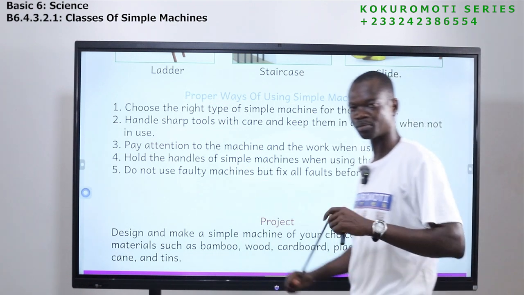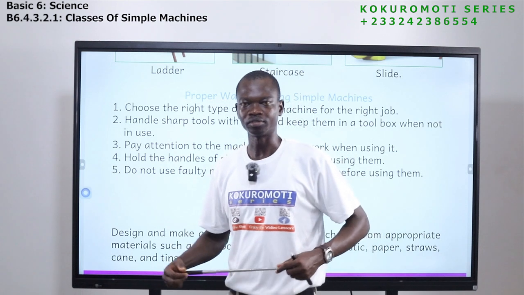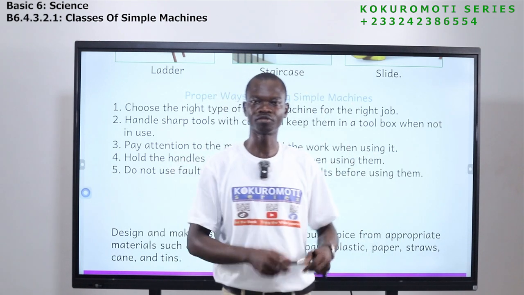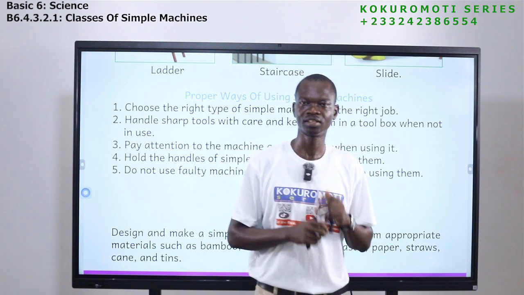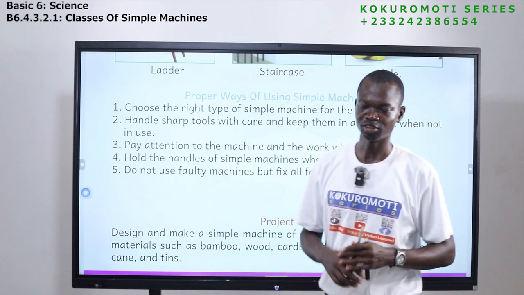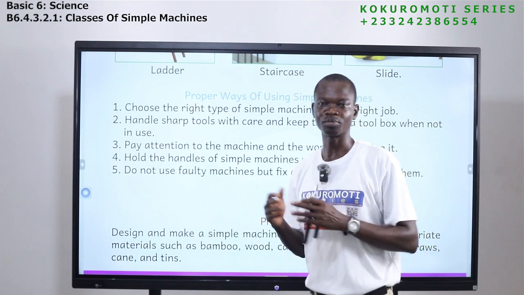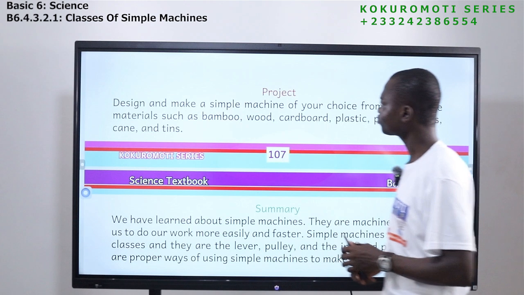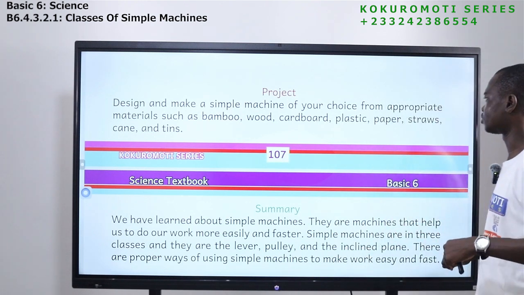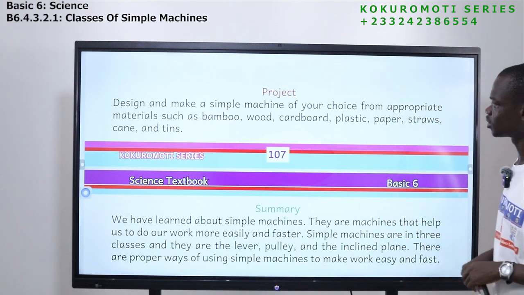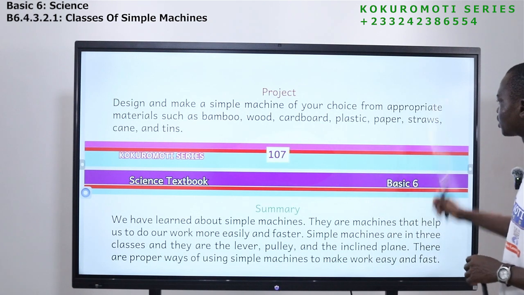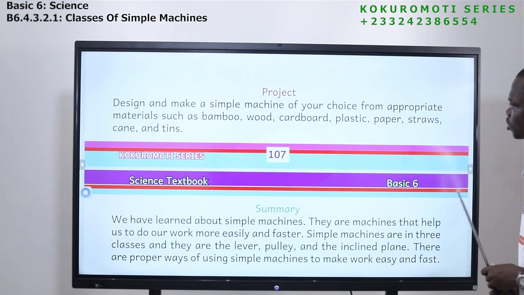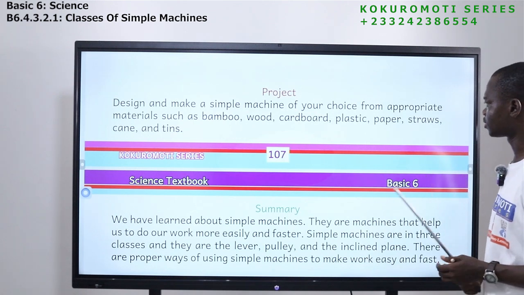Number 5, do not use faulty machines, but fix all faults before using them. If you are going to use a simple machine and you realize that the machine is faulty, please stop, don't use it. Make sure you fix it before you use the machine. If you do that, you'll be protected. So these are the proper ways that we can use simple machines. Okay, so there is a project here. Design and make a simple machine of your choice from appropriate materials such as bamboo, wood, cardboard, plastic, paper, straw, cane, and things.